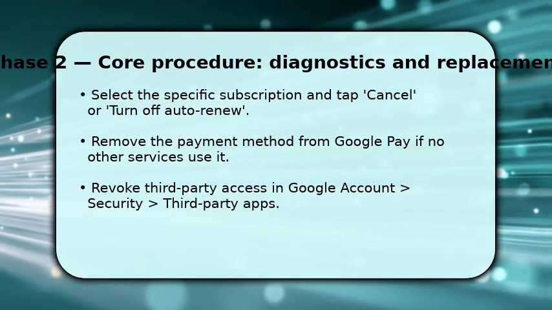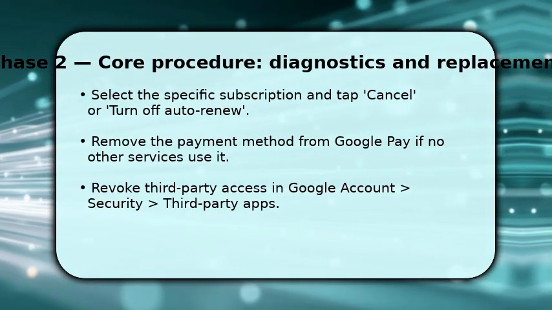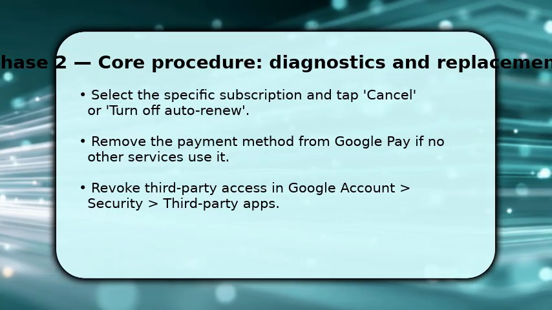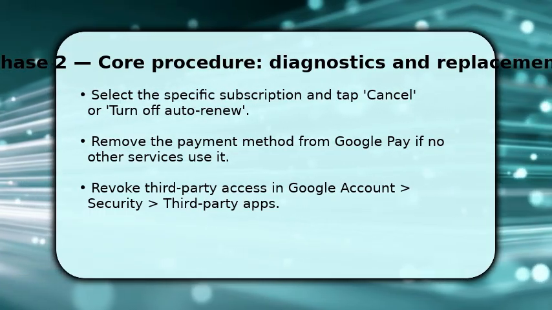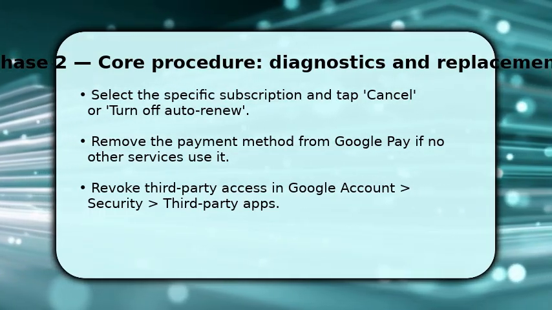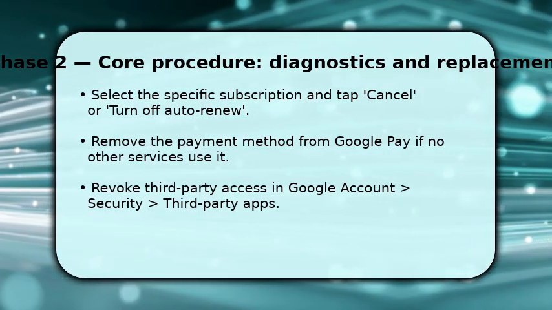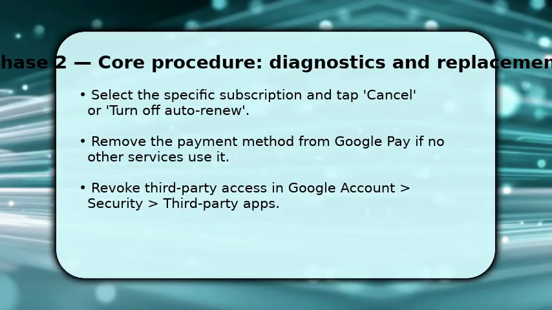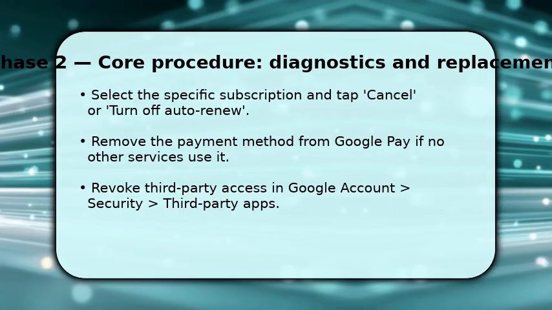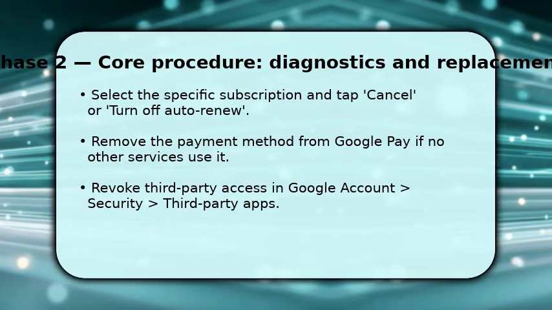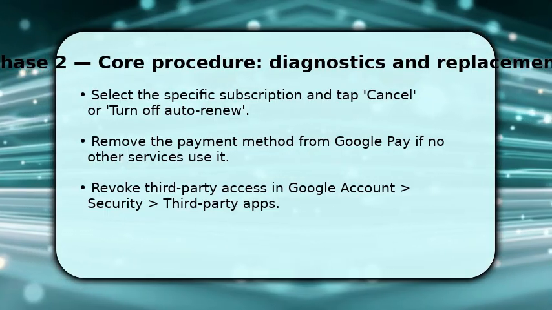After cancellation, remove the linked card from Google Pay if you don't need it for other services. This prevents accidental charges. Also, open your Google account security settings and revoke third-party app access for that merchant. This removes stored permissions. If the merchant billed via Play Store, cancel there as well. Doing both, finish by confirming cancellation.